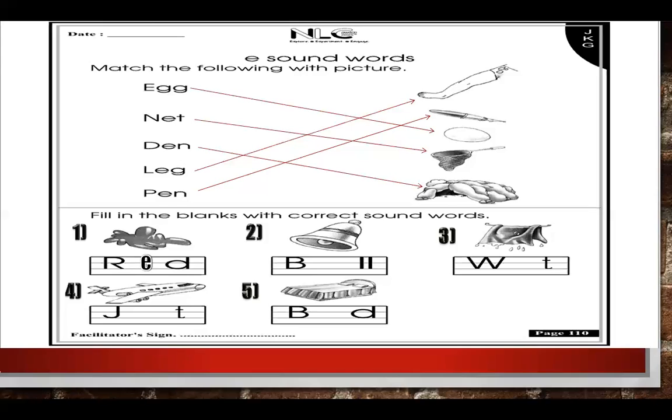Next, can you see what this is? This is a bell. The spelling of bell is B-E-L-L. B is given, L-L is given. What do you have to fill in? You have to fill in E. Like that, very good. Now the third picture is of wet. W-E-T, wet. W is given, T is given. What do you have to fill in? E.